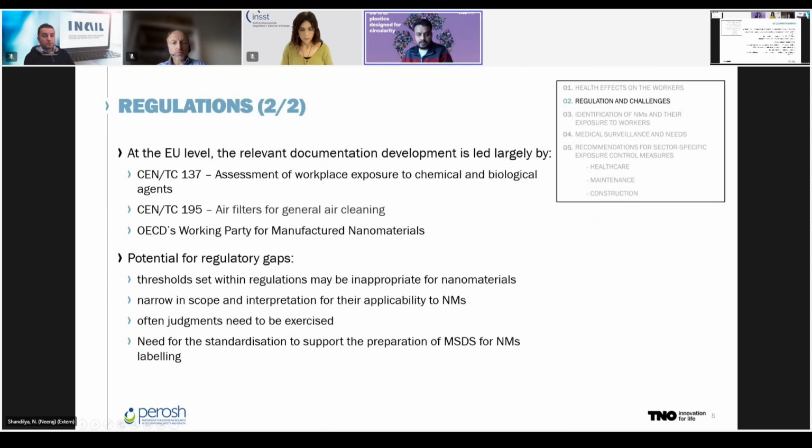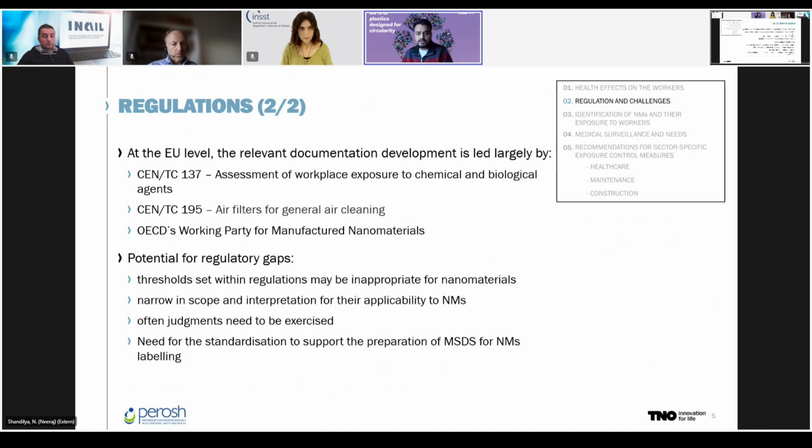Then the standards and documentation are important aiding tools for the regulations. At the EU level, the health and safety standards development is led by the European Committee for Standardization, also called CEN, and more precisely by the Technical Committees CEN/TC 137 and 195, as well as the OECD's Working Party on Manufactured Nanomaterials.